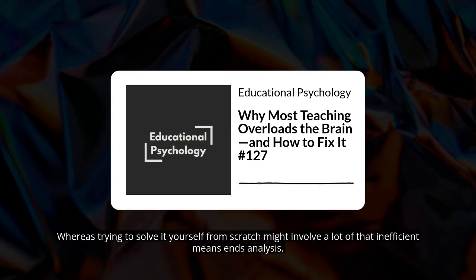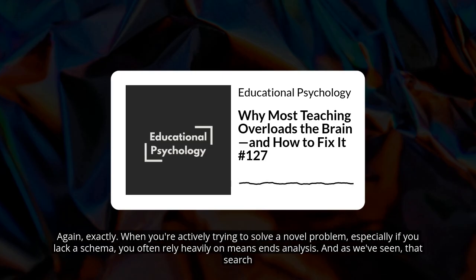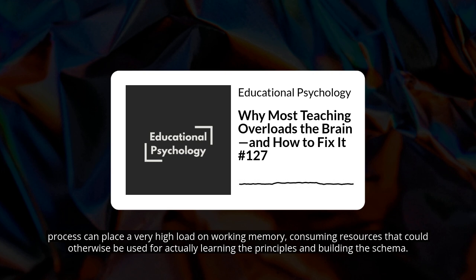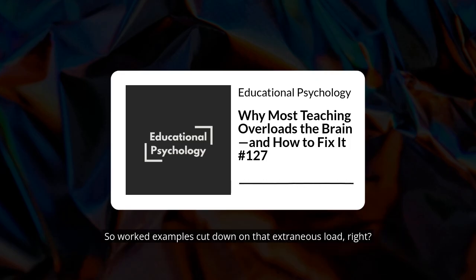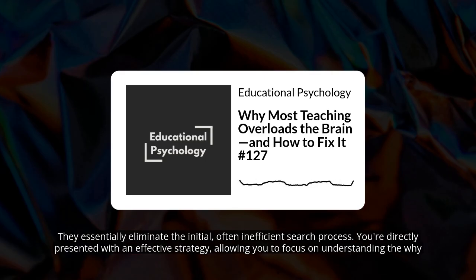Whereas trying to solve it yourself from scratch might involve a lot of that inefficient means-ends analysis again. Exactly. When you're actively trying to solve a novel problem, especially if you lack a schema, you often rely heavily on means-ends analysis. And as we've seen, that search process can place a very high load on working memory, consuming resources that could otherwise be used for actually learning the principles and building the schema. So worked examples cut down on that extraneous load. Right. They essentially eliminate the initial, often inefficient search process.